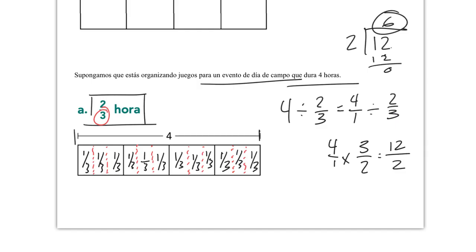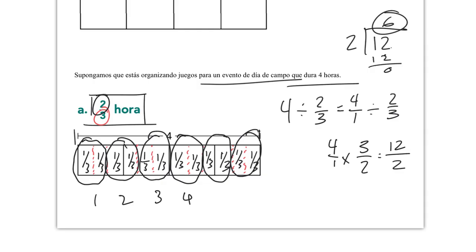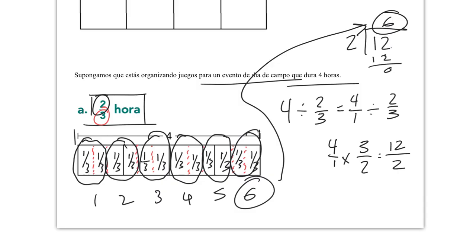Now, I have to divide them up into 2/3. So all I'm going to do is circle where I see 2/3. 2/3 right there, 2/3 right here, 2/3 right here, 2/3 right here, 2/3 right here, and then 2/3 right here. Now, how many do I have? I got 1, 2, 3, 4, 5, and 6. Look at that. That's our answer. That's right up here.